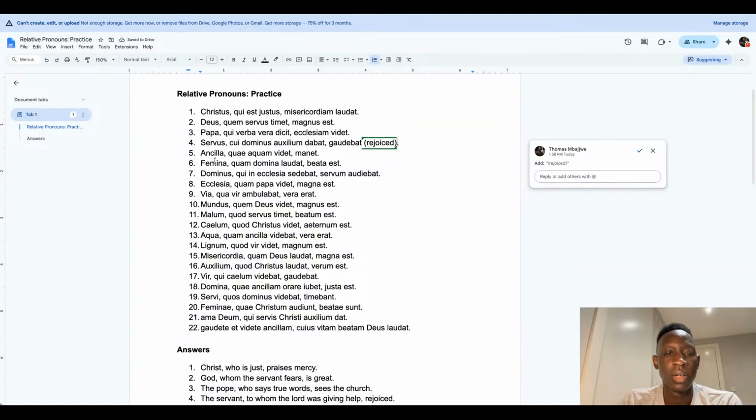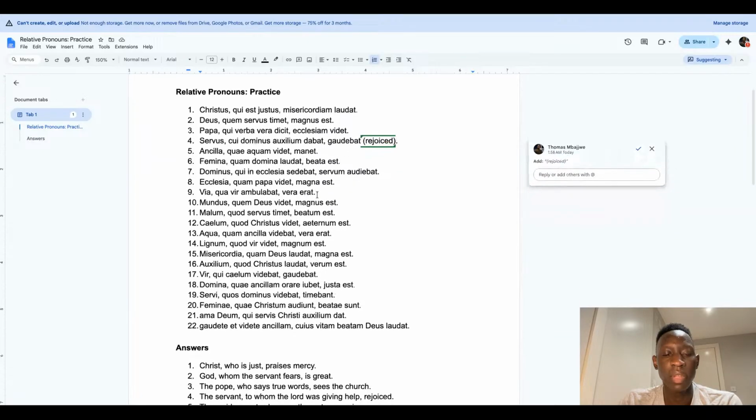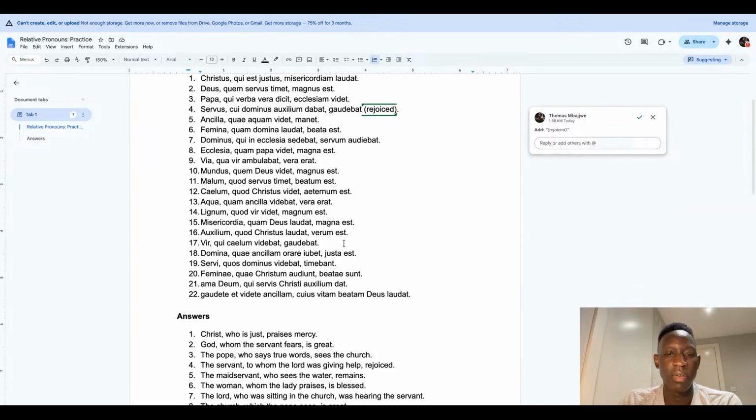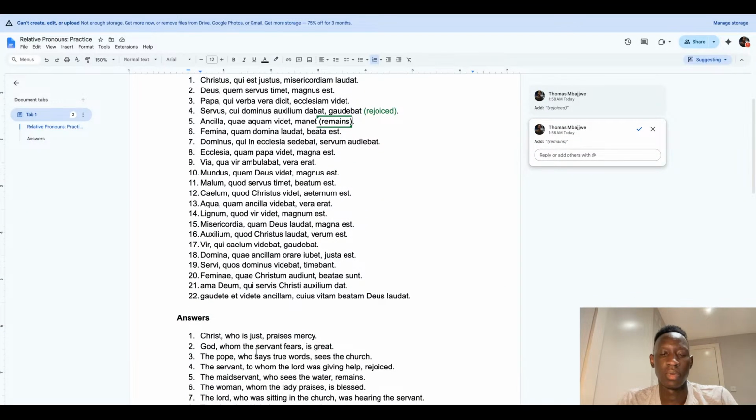Ancilla, quae aquam videt, manet. The maidservant who sees the water remains. Femina quam domina laudat, beata est. The woman whom the lady praises is blessed.